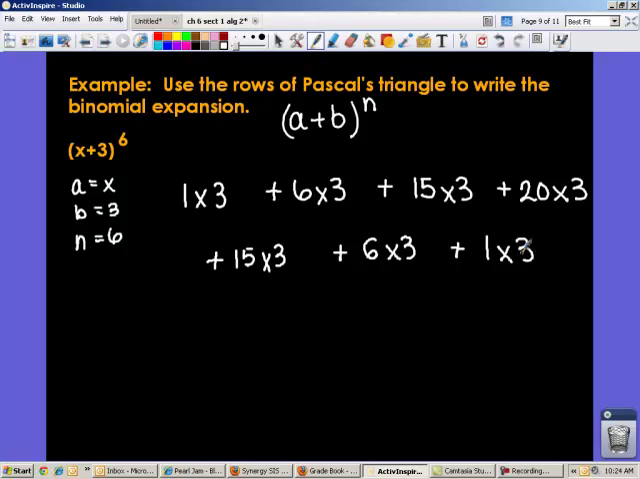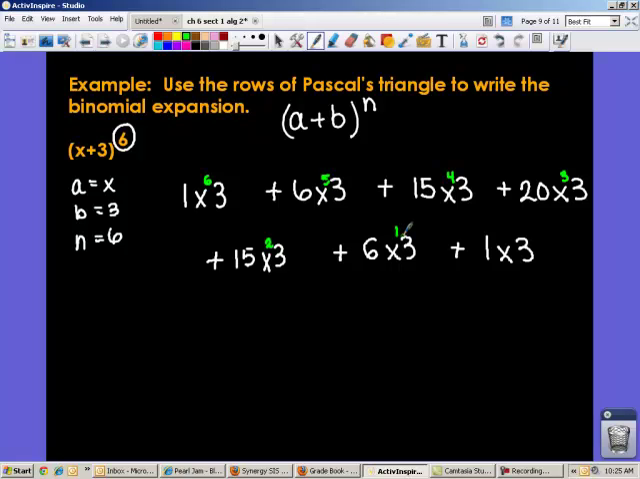Okay, now we need some exponents because we know that when we multiply x and x together, we get x squared and so on. So we're going to start with the highest degree, which involves our n. And that's going to go on the x's. So you're going to start with a 6, then you're going to go to a 5, then a 4, a 3, a 2, a 1, and then none.